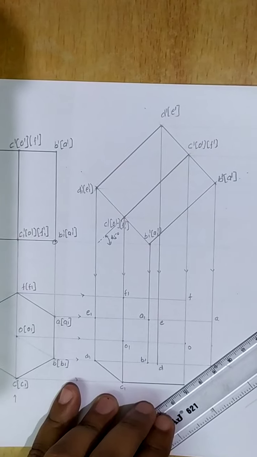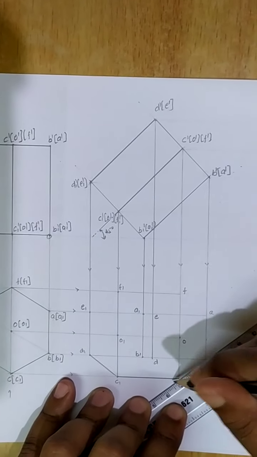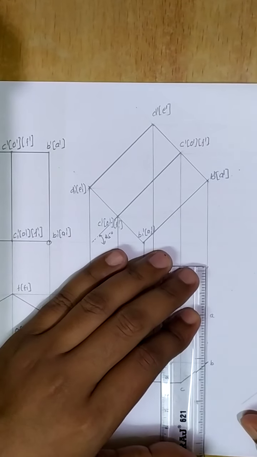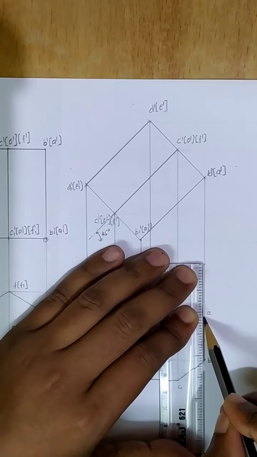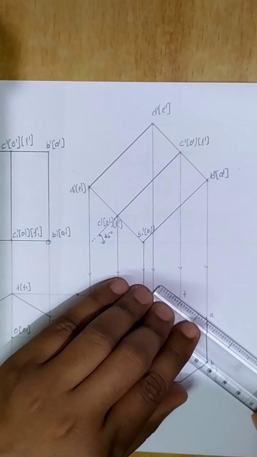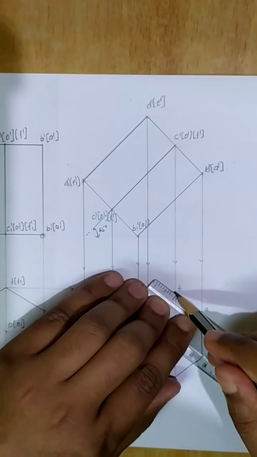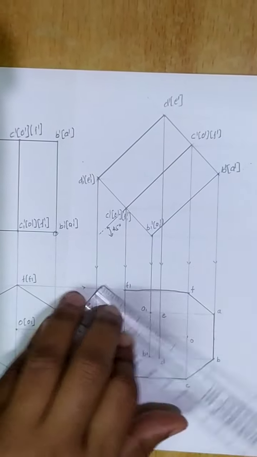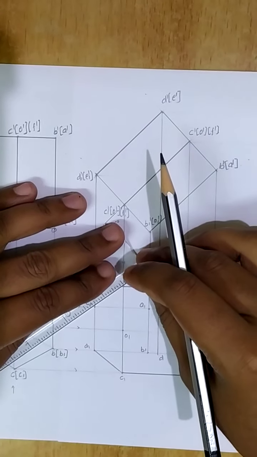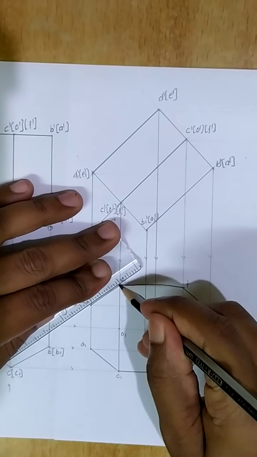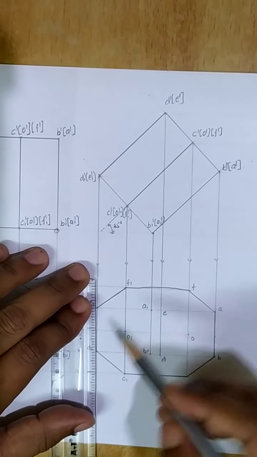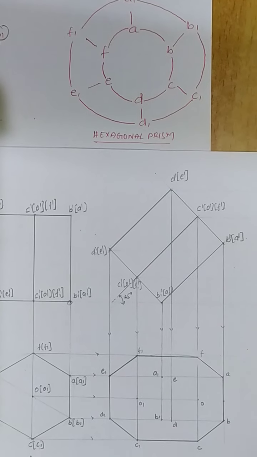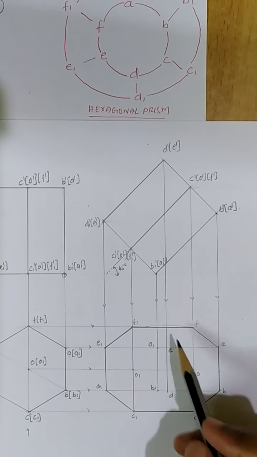If I join all the boundary lines, it forms a closed loop. Keeping that in mind, I am drawing all the boundary lines as thick continuous lines. I will be having the lines like this. That is A to F, F to F1, that is also a boundary edge. Next is E to F1, and finally D1 to E1. So I have got all the boundary edges as thick continuous lines.